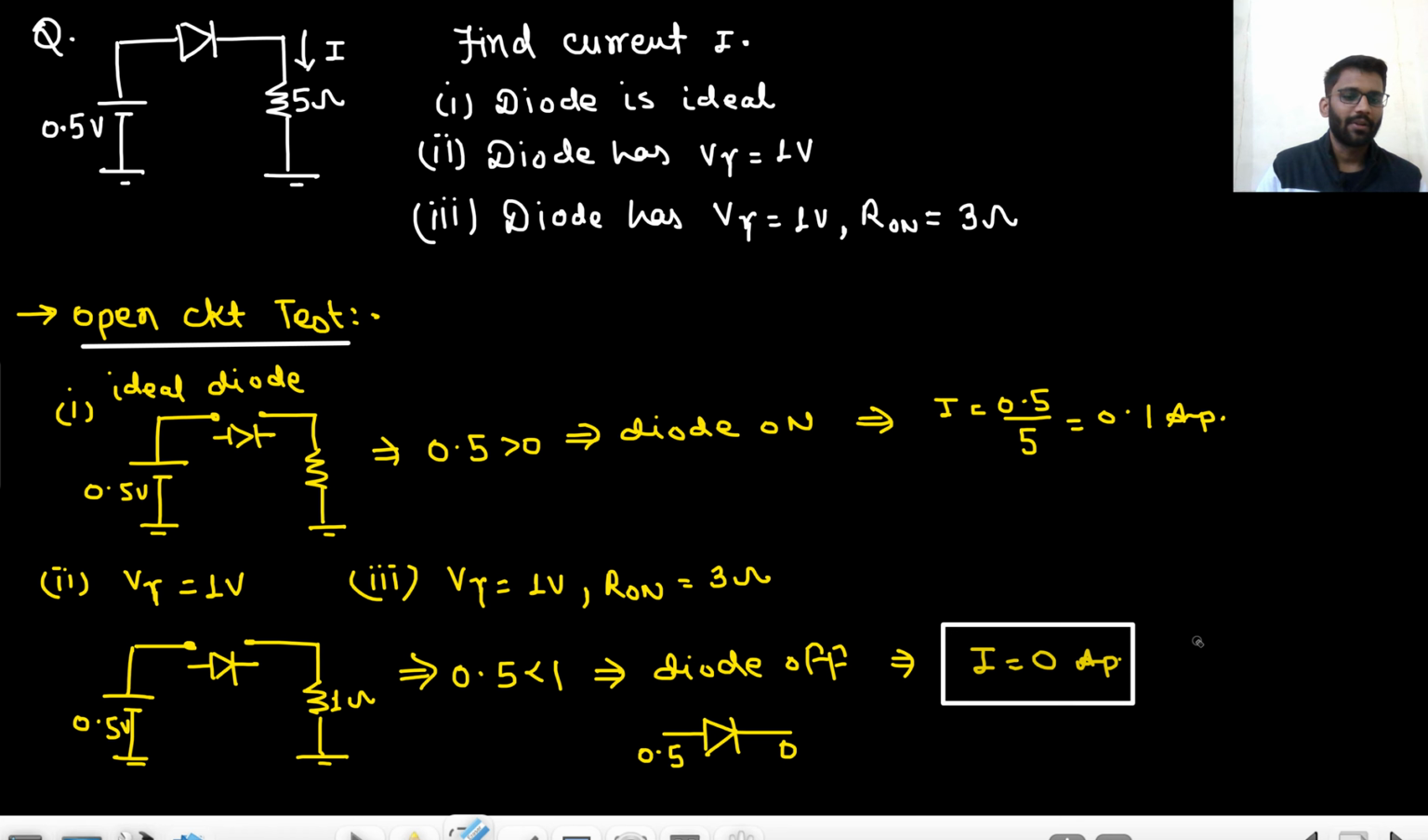0.5 and 1 volt battery. That means the current is flowing in this direction, from N to P. That is not possible. So the diode would be off, and the current would be 0 only. So are you getting the complete analysis here? What we are doing in short circuit test and open circuit test.